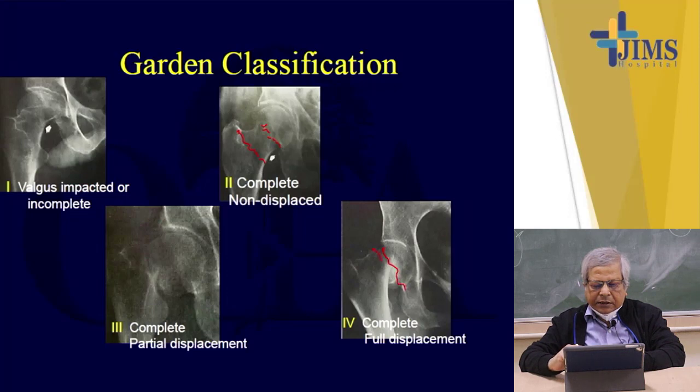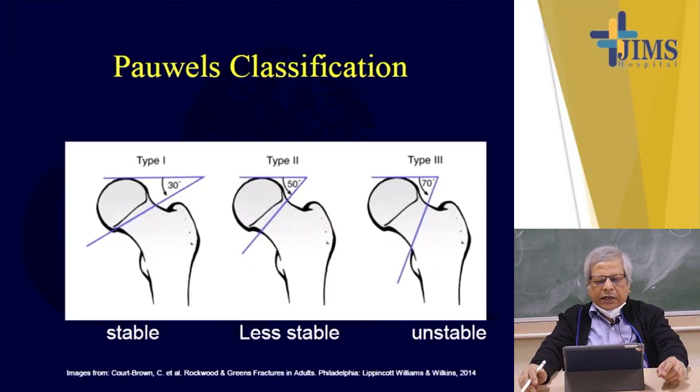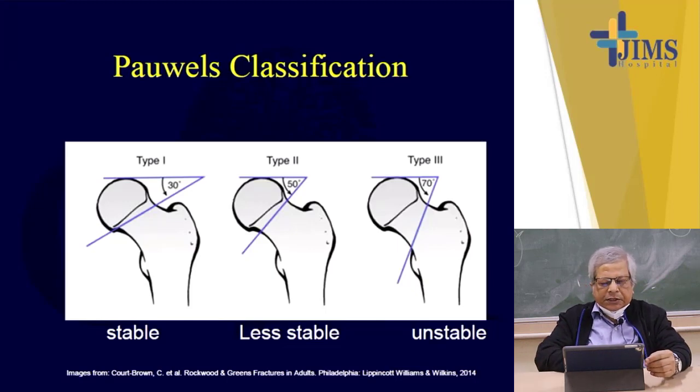and this is the neck. So this should have gone here. So this is completely displaced. This is Garden 4. There is another classification. This is a mechanical classification. This is called a Pauwels Classification. Here, this is type 1.